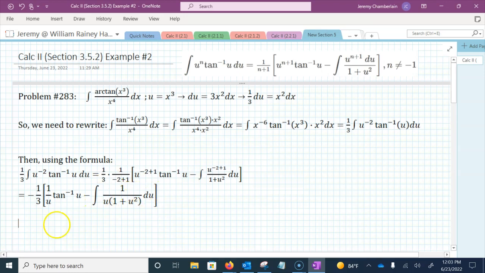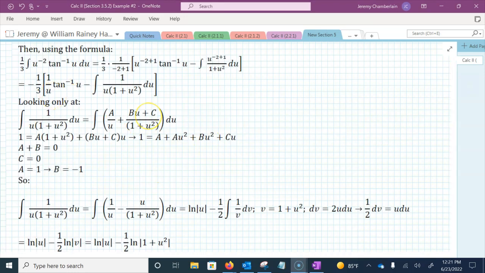So focus only on this now. All right, so remember partial fraction decomposition. I have a factor here, u, that's linear. I have a quadratic factor that's irreducible. That means the only roots of 1 plus u squared are plus or minus i, so I can't factor this over the real numbers. So that means I can rewrite this rational expression as A over the factor u plus Bu plus C over the factor 1 plus u squared, because this is an irreducible quadratic polynomial. So then this expression is equivalent to this one.